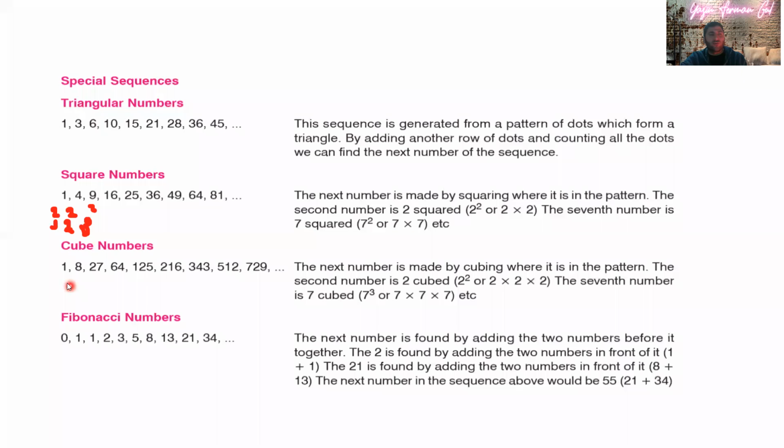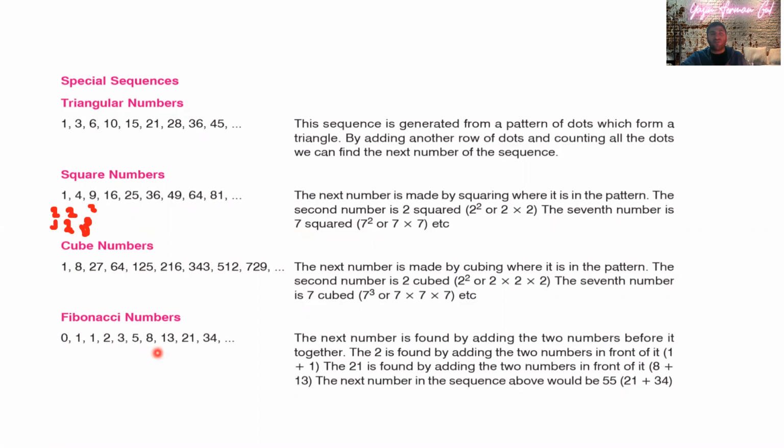1 to the power of 3, 2 to the power of 3, 3 to the power of 3, 4 to the power of 3 is 64. 5 to the power of 3 is 125. 6 to the power of 3 is 216, and it continues like that. So every time we take the third power of each number. Why do we call it a cube number? Because the power of 3 represents the cube numbers. That's why we call them cube numbers.